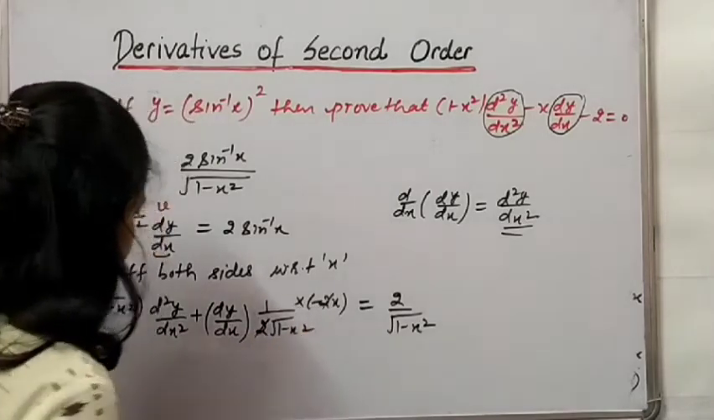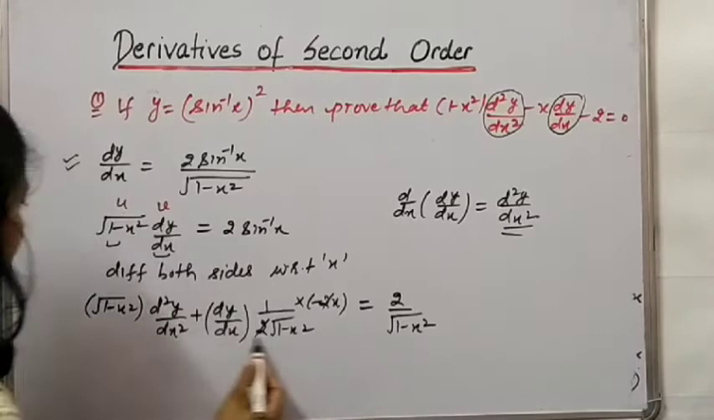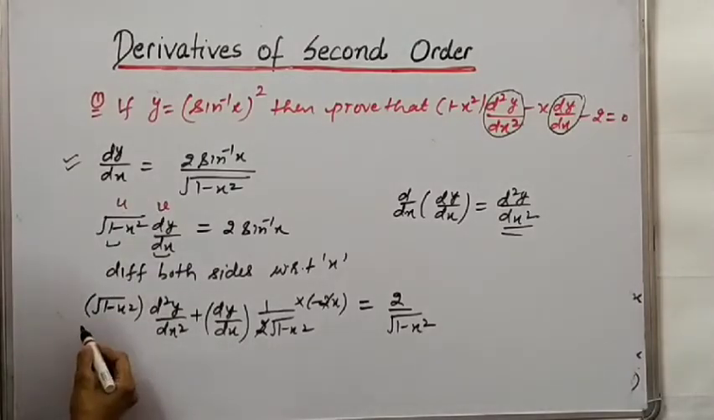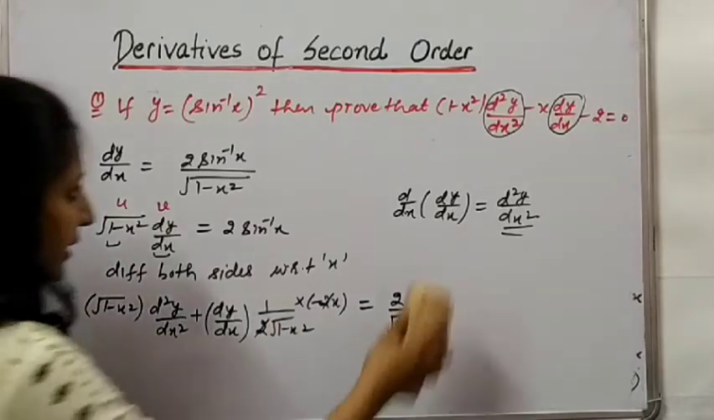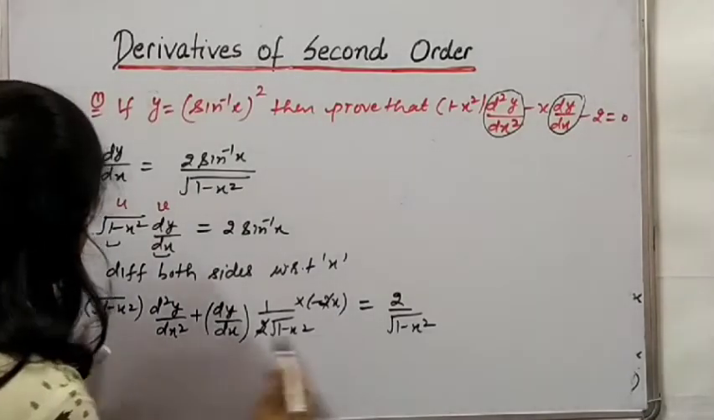Now students, you can see it's very simple. Now just multiply both sides by root 1 minus x square, and after multiplication we will get our required result. Yes, so multiply both sides by root 1 minus x square.